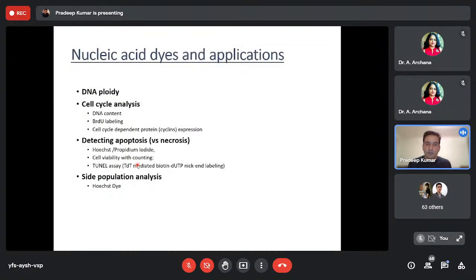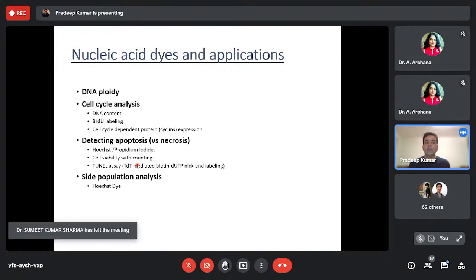There are different types of nucleic acid dye applications as well, like DNA ploidy. If it is diploid or tetraploid, you can determine that. You can do cell cycle analysis, like if there's a cancer cell. A normal cell has a normal cell cycle peak, while a cancer cell has a different cell cycle peak. Now you have given some anti-cancer compound to that cell, and after giving that, you are looking at what that anti-cancer compound basically does.